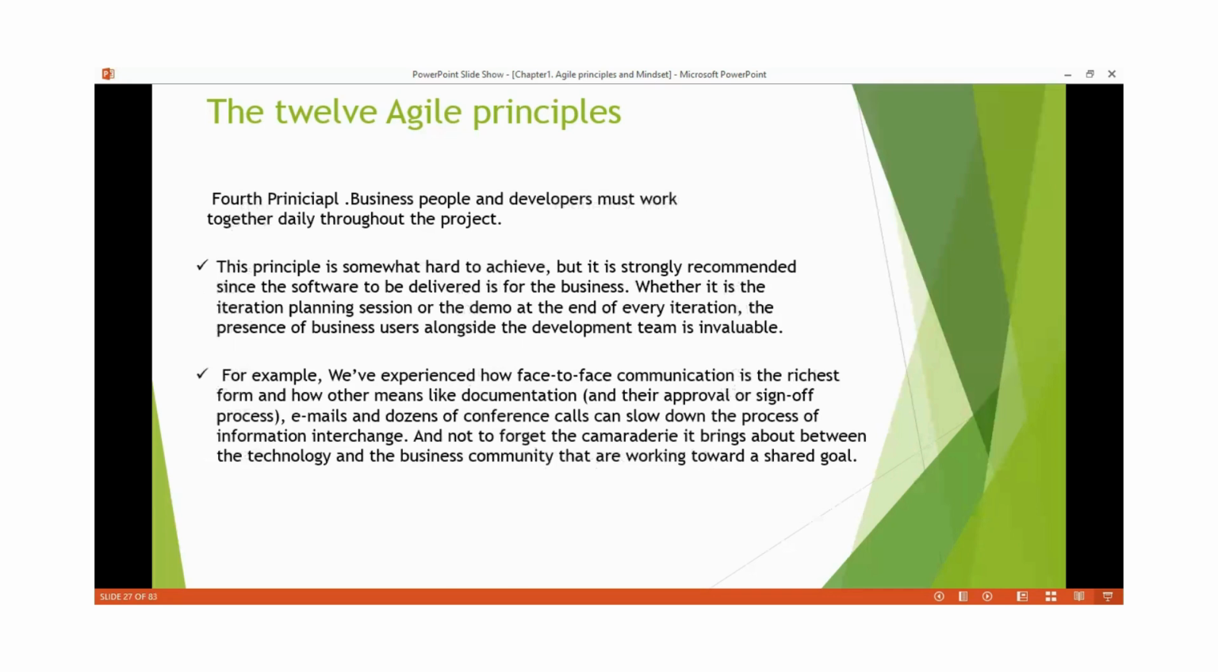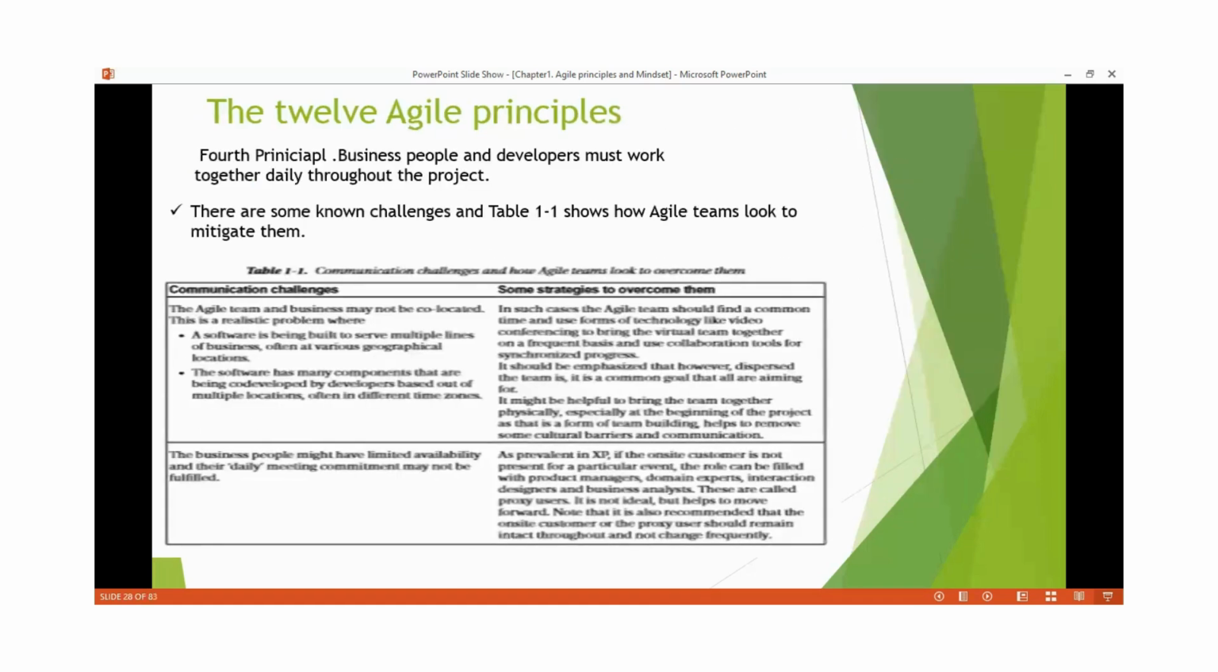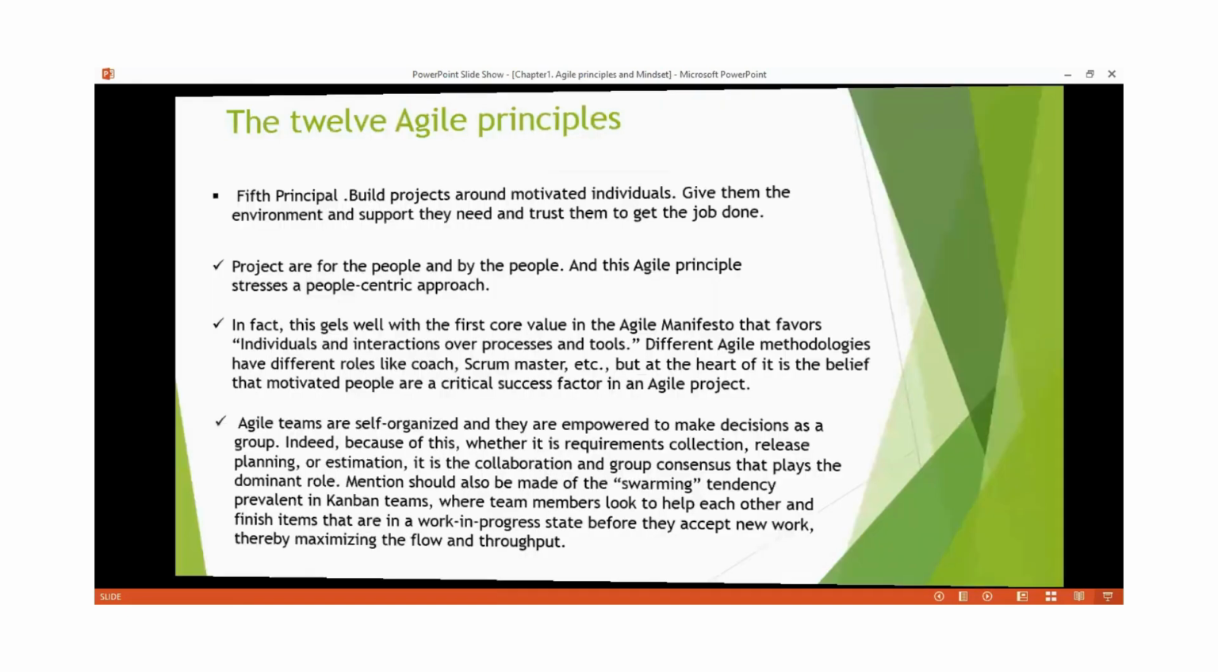The fourth principle looks at the business people and the developers. They must work together, and that's collaboration: face-to-face meetings, working together, and getting the deliverable as soon as possible. And with people working together, communication will be enhanced, as will understanding of things. Working as a team, thinking and brainstorming, they will be able to deliver more easily.